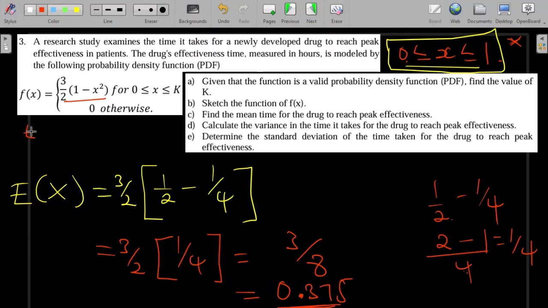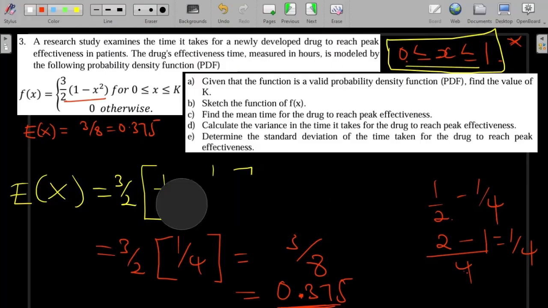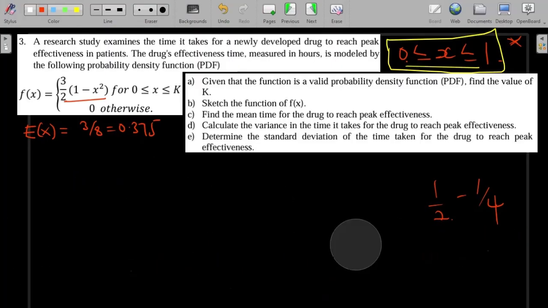Right, so we can keep this mean in case we need to find the variance somewhere. So I have 3/8, which is the same as 0.375. So that is our expected value of x, or our mean time for the drug to reach its peak effectiveness. Okay, and then let's look at D.